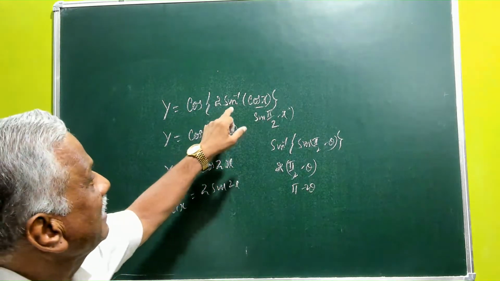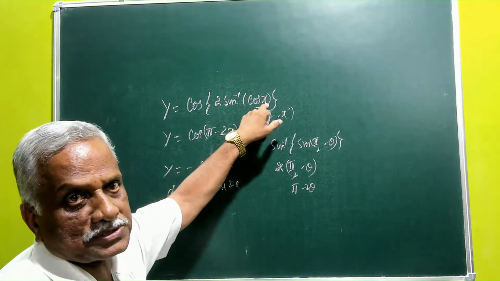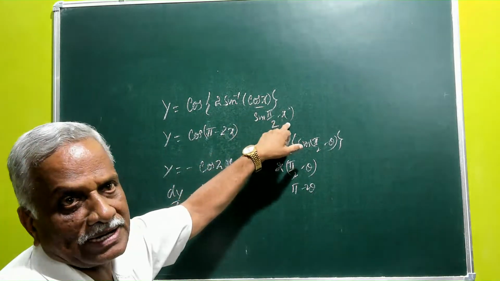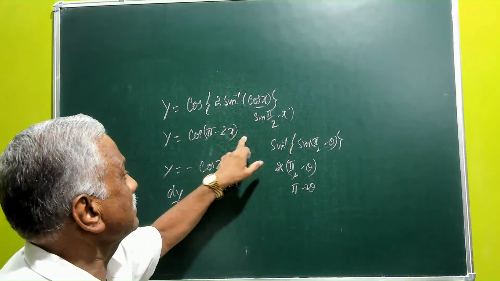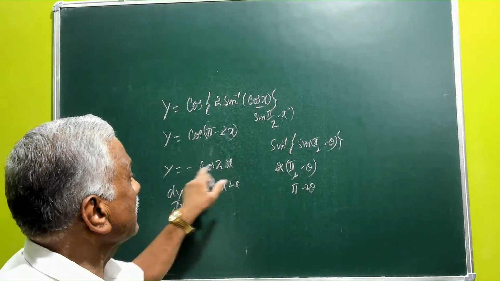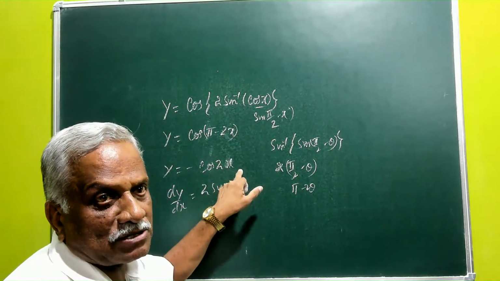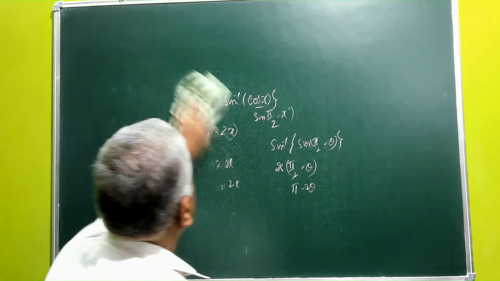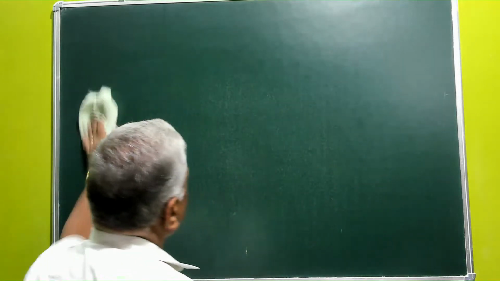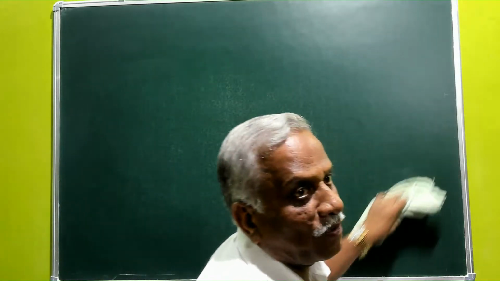So I'll repeat once again. You need to convert this cos to sin: sin of pi by 2 minus x. So you get 2 into pi by 2 minus x, which is pi minus 2x. Cos of pi minus 2x is minus cos 2x. Differentiation of minus cos 2x is plus 2 sin 2x. What is required is that you have a very clear knowledge of differentiation.